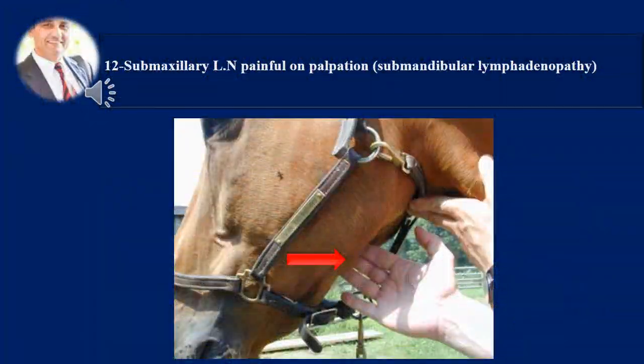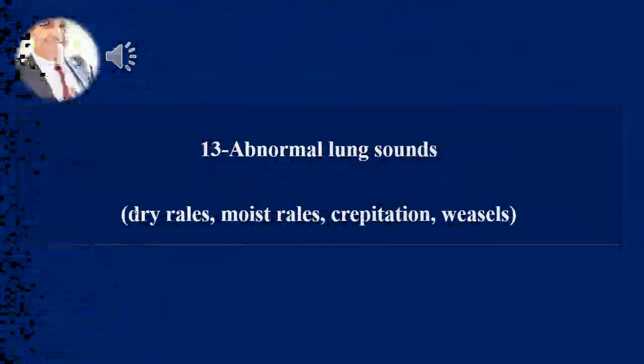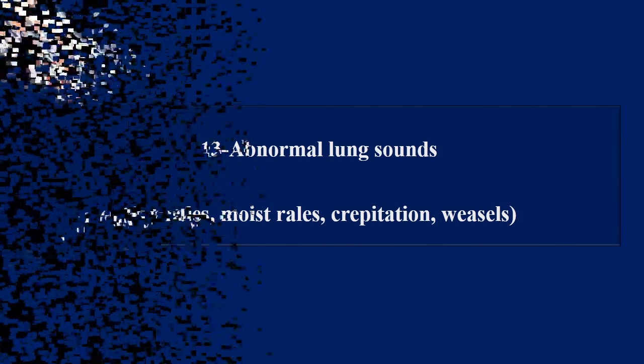Horses catching equine influenza disease were suffering from submandibular lymphadenopathy, where lymph nodes become painful and enlarged during palpation. Auscultation of the lung area will show abnormal lung sounds such as dry rales, moist rales, crepitation, and whistles.